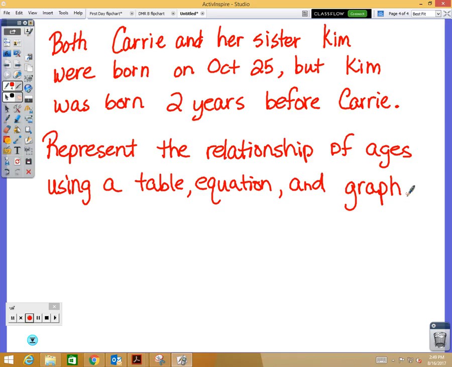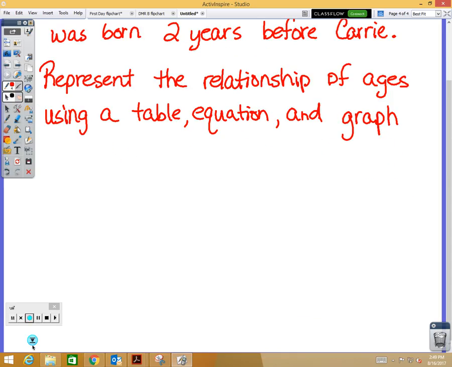So we're going to start with a table. Now your tables can be situated horizontally or vertically. That is going to be totally up to you. I usually like doing them horizontally because it takes much less room on my paper. So we have Carrie. So again, this is going to be my table. We have Carrie. We have Kim.